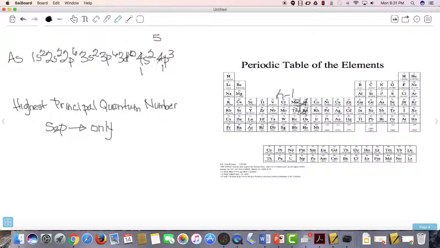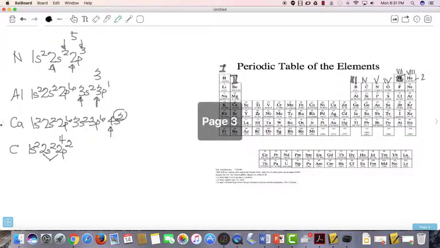So again, right here, arsenic is in period 4. Highest principal quantum number is 4. When we look at the S and P sublevels only, 2 plus 3 equals 5. If we go back and look at this one right here, highest principal quantum number 2. 2 plus 3 equals 5. Again, nitrogen is in group 5. When we look at aluminum, highest principal quantum number is 3. Aluminum is in period 3. 2 plus 1 equals 3. Group 3. Calcium, the highest principal quantum number is 4. Calcium is in period 4. You have 2 electrons in the S sublevel. Calcium is in group 2.